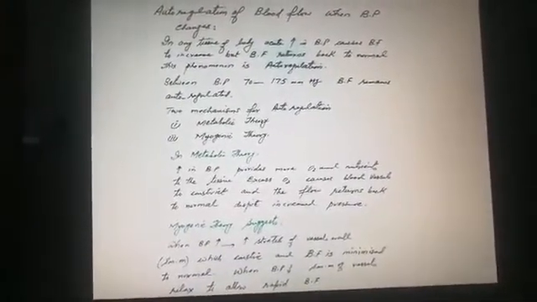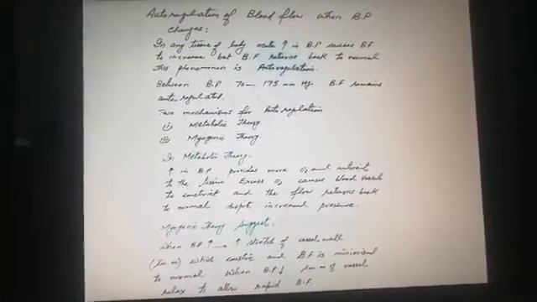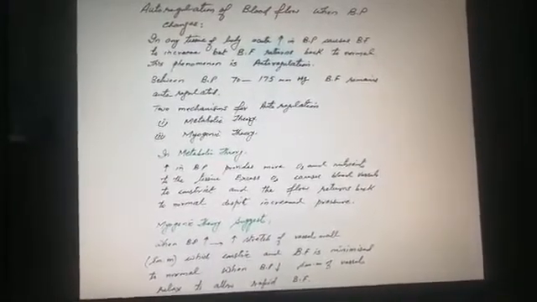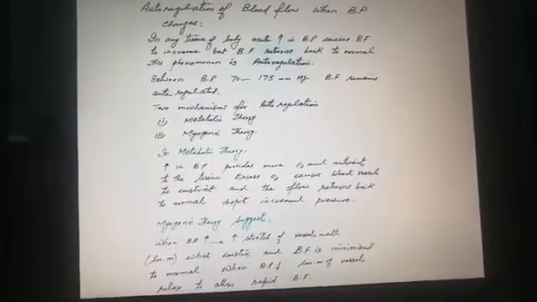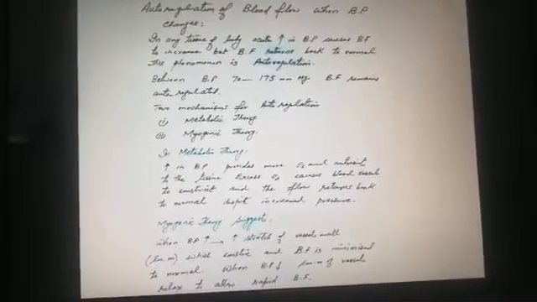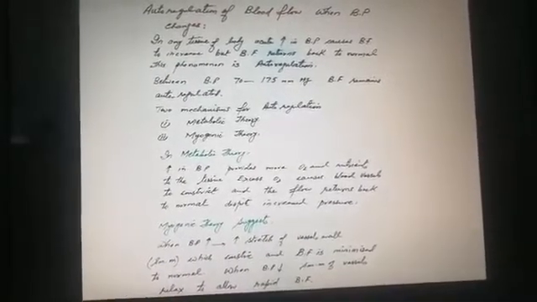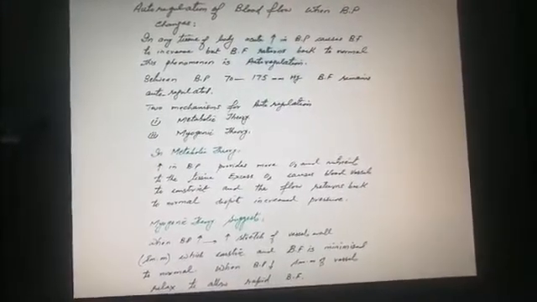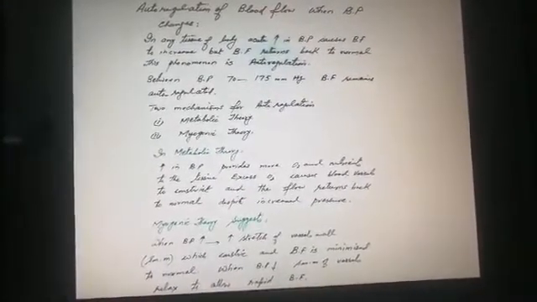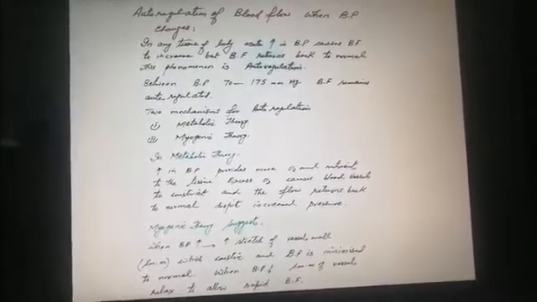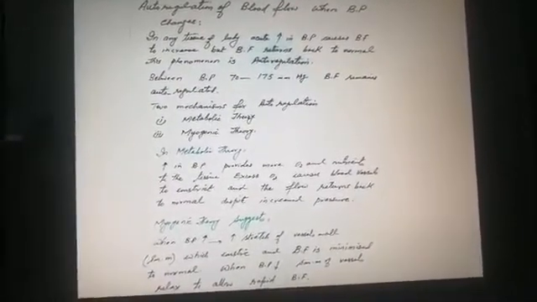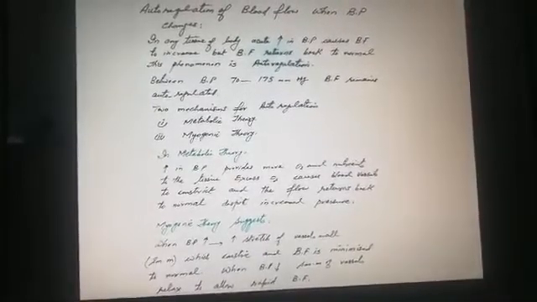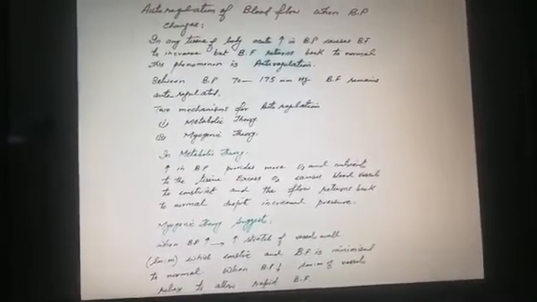Autoregulation of blood flow when BP changes. This is also a very important concept. If in any tissue of the body, an acute increase in BP causes blood flow to increase, but blood flow returns back to normal, this phenomenon is autoregulation. Why this autoregulation occurs, we will discuss in this slide.